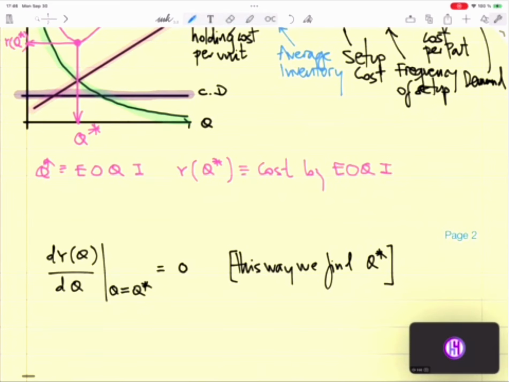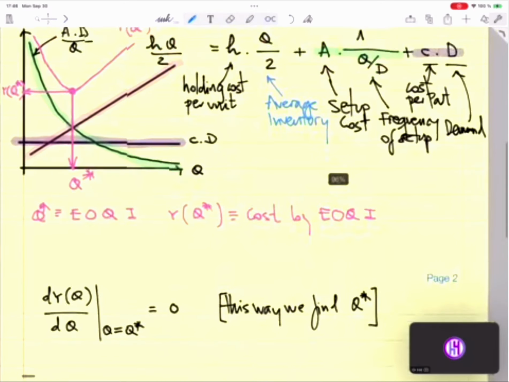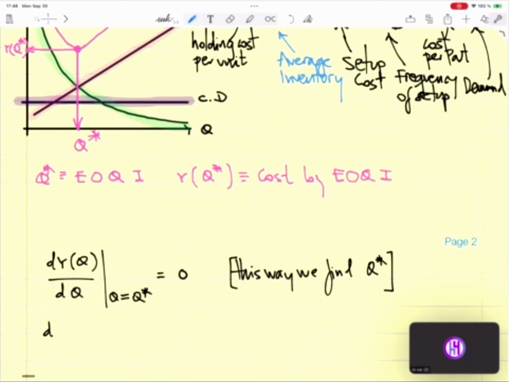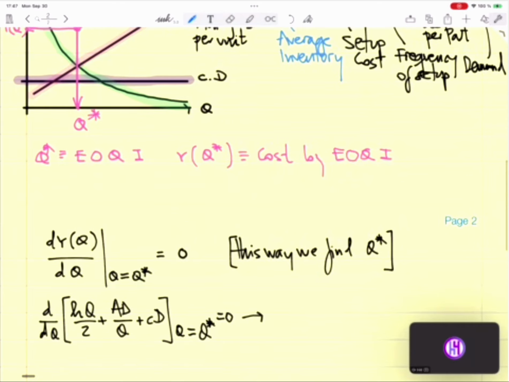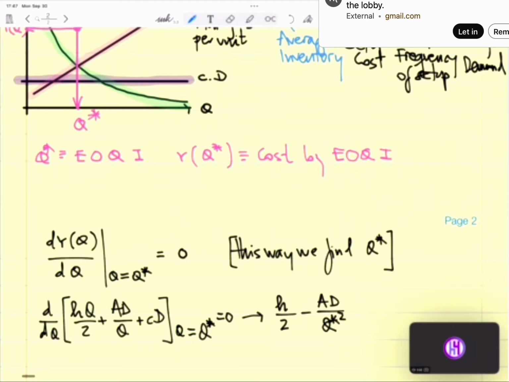Okay, so we make the first derivative of the function, HQ divided by 2 plus AD divided by Q plus CD, where Q equals Q star, equal to 0. So the first derivative of HQ divided by 2 is H divided by 2, minus AD divided by Q star squared.